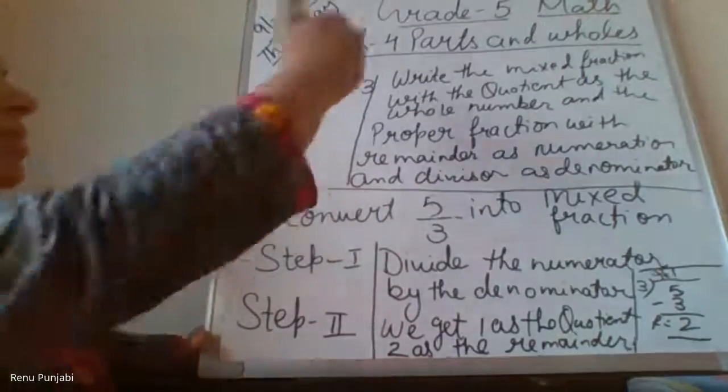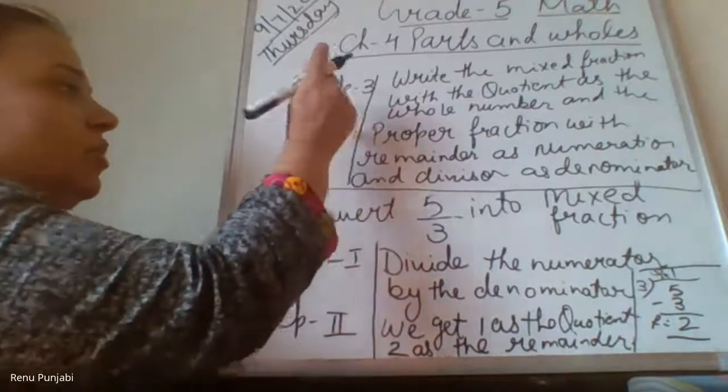Whole number, you know, in the mixed, there is one divide line. One number is the mixed.